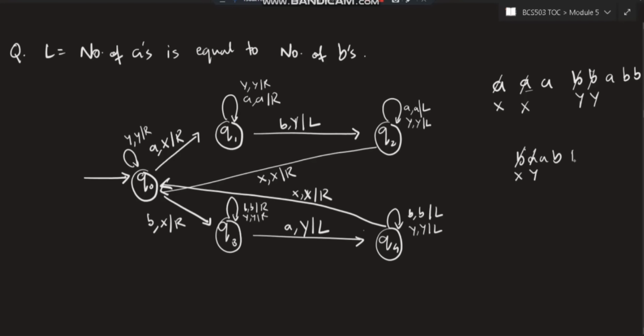So at the end when I reach here, it will be a B. So B also we have to define. When it is a B, I'll be moving to the final state, which is B comma B comma R. That will be the final state here, and this one I'll make it as Q5. So this is the halt state.